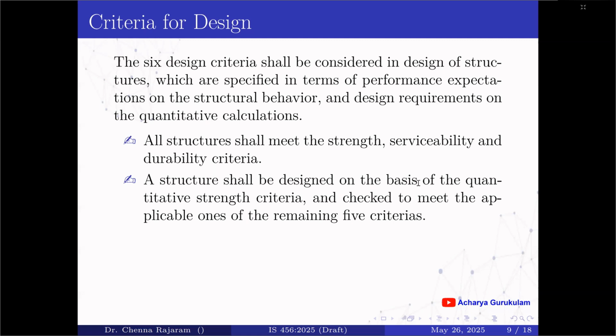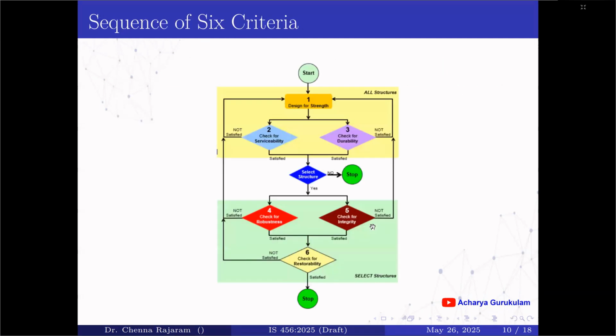A structure shall be designed on the basis of the quantitative strength criteria and checked to meet the applicable ones of the remaining 5 criteria. Here you can see the schematic diagram, which shows the strength criteria, serviceability, durability, robustness, integrity, and restorability. The structure shall be designed based on the strength criteria and checked for serviceability and durability for all the structures. And for select structures, one has to check the robustness, integrity, and restorability.